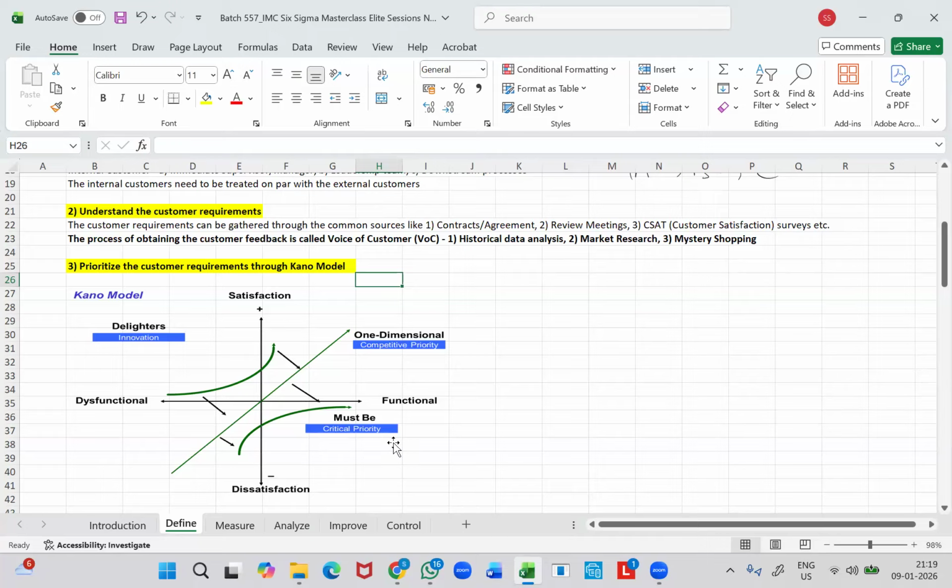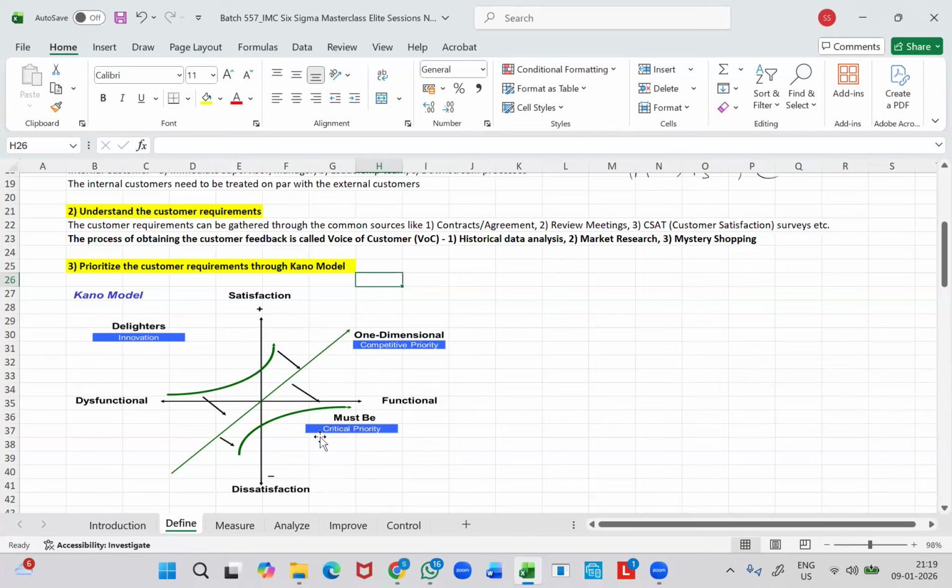So as a service provider or manufacturer, I cannot compromise on these must-be needs. These are your basic functionalities of a product or service, right? We cannot afford to miss them. You might provide all other features with regard to that product, but if you miss out on that basic functionality, the customer is going to be highly dissatisfied.